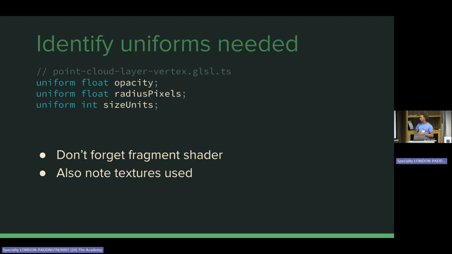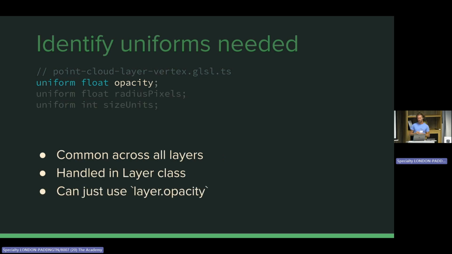Okay, so the process of porting. First of all, we need to identify what uniforms our layer is using and which we need to port. So in the case of the PointCloudLayer, we have the opacity, radius, and size units. And in general, we also want to look at the fragment shader and check if we have any textures being used. But this one is a simple layer, so for this example we're not using them.